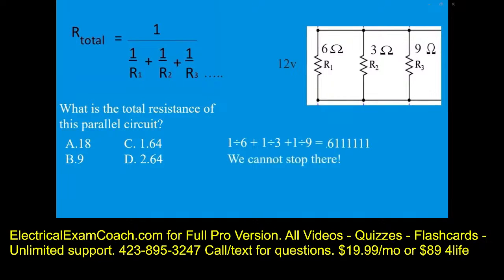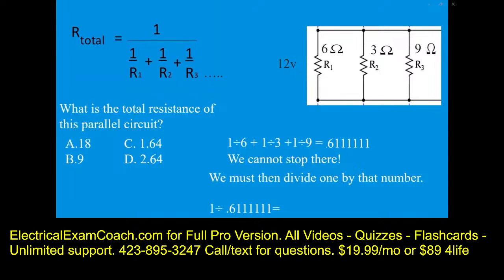But we cannot stop there. We must then take the reciprocal of that number. So we must then divide 1 by that number. So we take 1 and divide it by 0.611111. The question is how many of those ones do you put? What you do is go ahead and put the 1 divided by whatever the number is, and then type it in as many times until you get an answer that's close to one of your choices in your question.